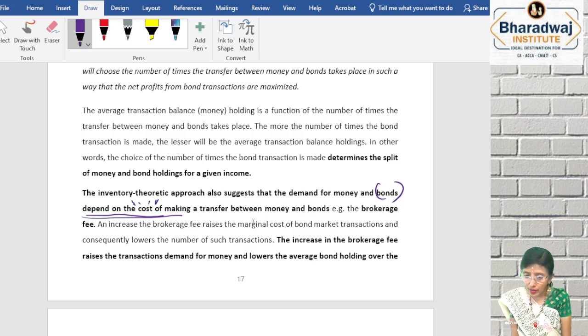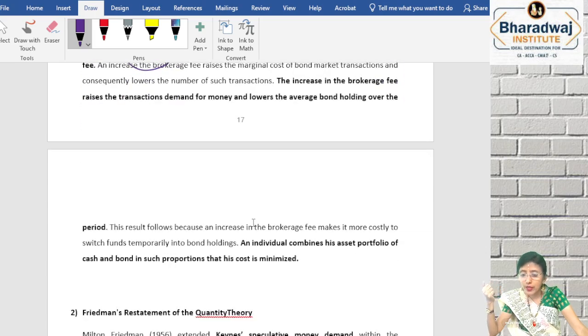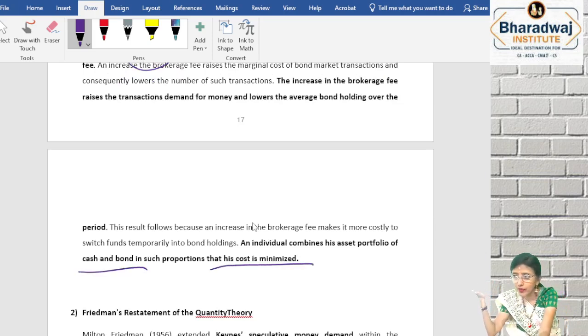So, Baumol and Tobin, in their inventory theoretic approach, have accepted transaction demand for money, but the point they make is to consider the cost of holding money in one form as against the other form. See, when you have to keep transferring, you have to approach a bank, a broker, or an agent. They have commission charges, bank brokerage fees, etc. So please remember, it will have to be done in such a way that cost is minimized. Whichever form you want to have, how much in cash, how much in bonds or any other interest-bearing financial asset, but work out the cost.